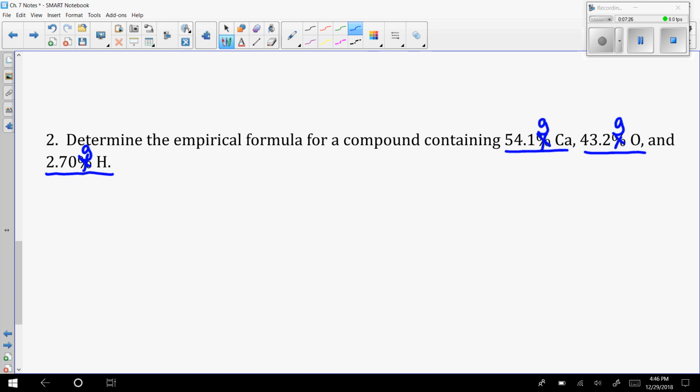Now you could make this more complicated and say, well, what if I had 3,270 grams? Well, then you could multiply by the percent to figure all that out, but that seems like a lot of extra work that I don't like to do. You'll get the same answer. So 54.1 grams instead of percents, calcium.